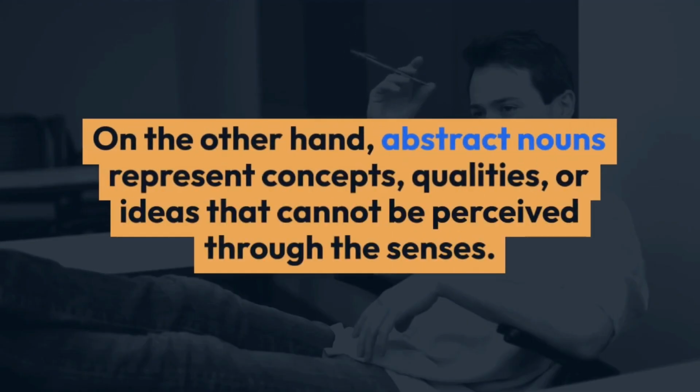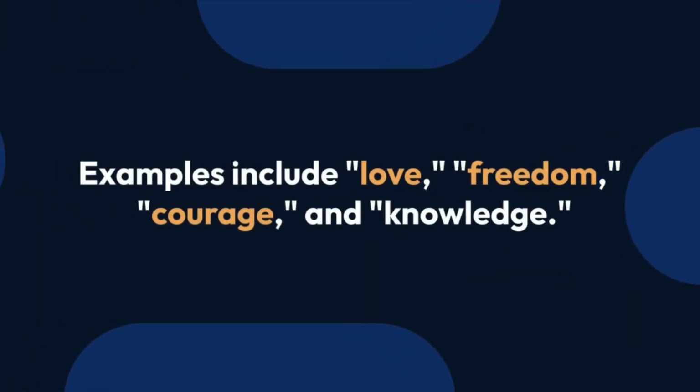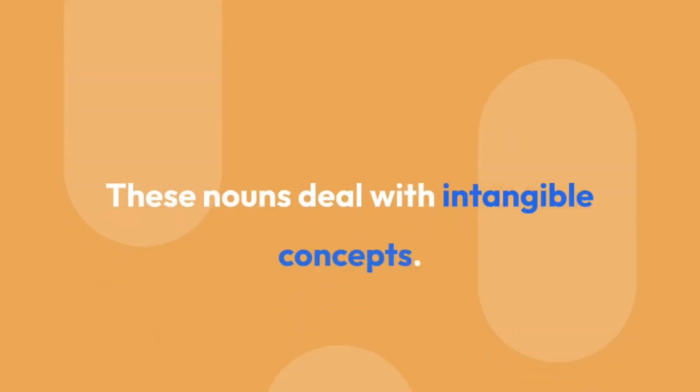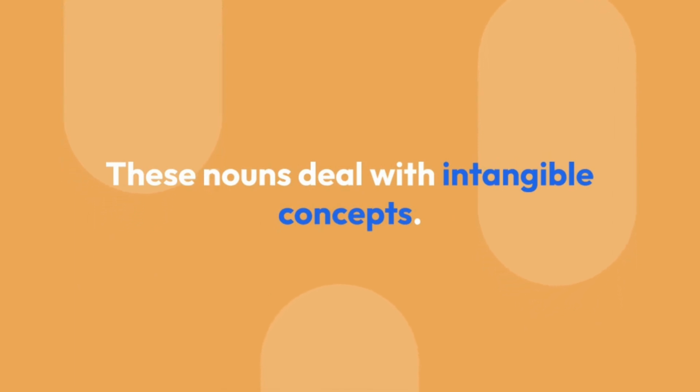On the other hand, abstract nouns represent concepts, qualities, or ideas that cannot be perceived through the senses. Examples include love, freedom, courage, and knowledge. These nouns deal with intangible concepts.